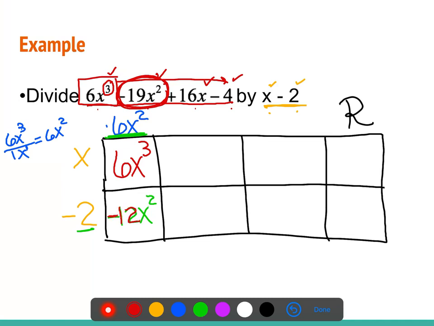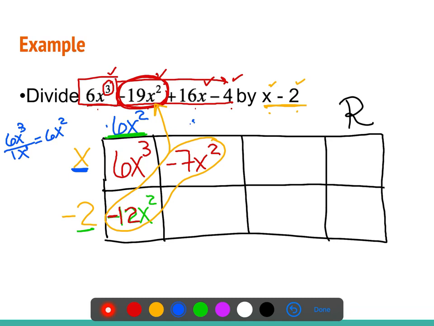Now I want to move to my next column. So I look at what I have here. The squareds have to make negative 19. And if we look, I already have negative 12 of them. So to make negative 19, I need another negative 7x squareds. So these two numbers right here should add up to make that number. Negative 12 and negative 7 do make negative 19.